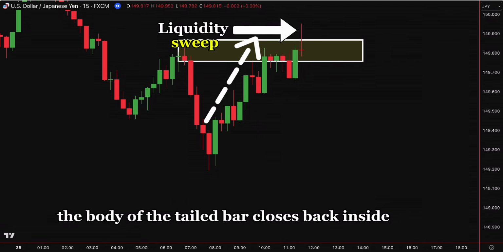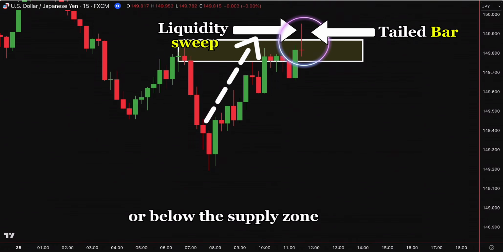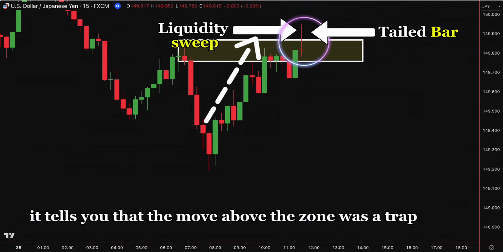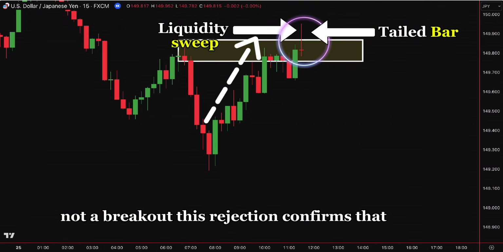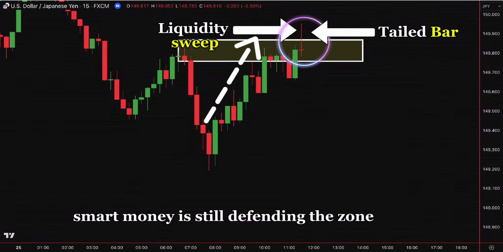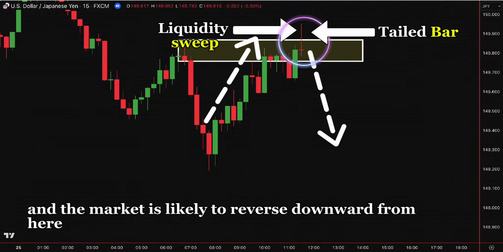The body of the tailed bar closes back inside or below the supply zone. That's the critical part. It tells you that the move above the zone was a trap, not a breakout. This rejection confirms that smart money is still defending the zone, and the market is likely to reverse downward from here.